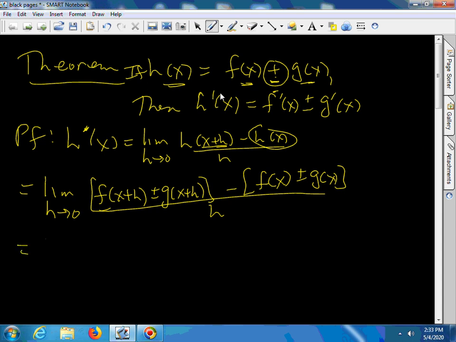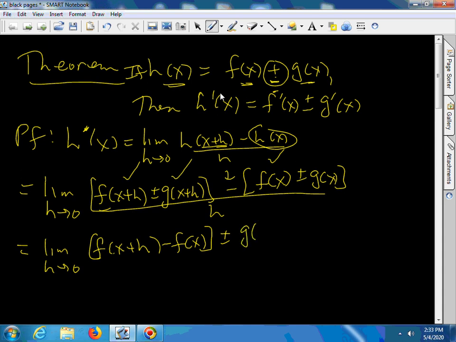And we'll combine things. This is the limit as h goes to 0 of f of x plus h minus f of x. Let's hold on to that. Plus or minus g of x plus h minus, better say plus or minus, oh, I already have the plus or minus in the front, so we'll say plus g of x. And all of this gets divided by h.